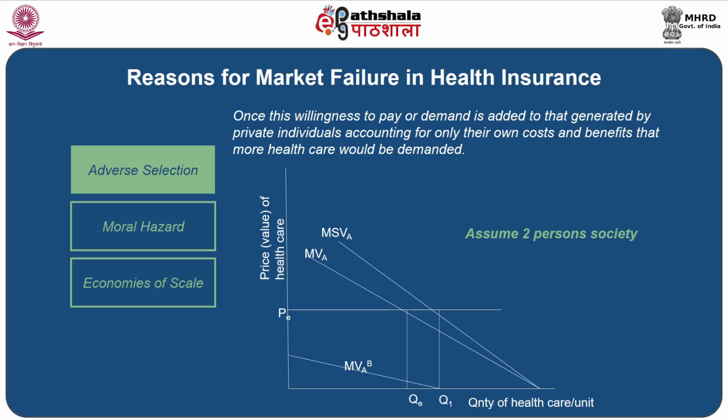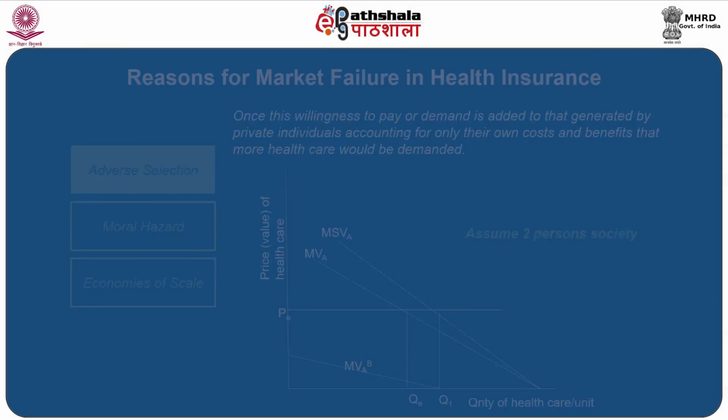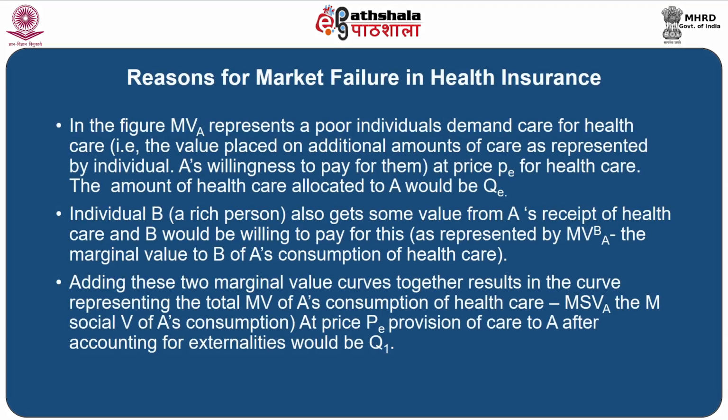Figure 2 gives the relationship between the marginal value of an individual and marginal social value to the society. In the figure, MVA represents poor individual A's demand curve for healthcare, that is the value placed on additional amounts of care as represented by individual A's willingness to pay for them at price PE for healthcare. The amount of healthcare allocated to A would be QE.